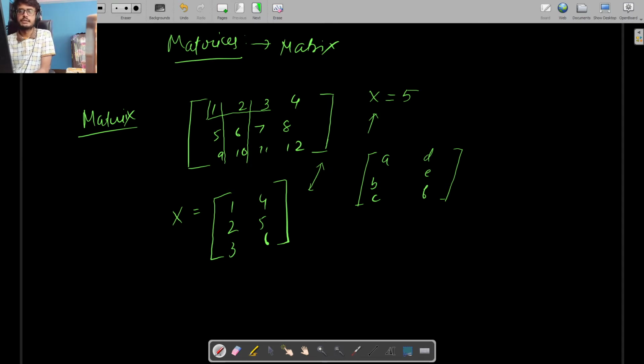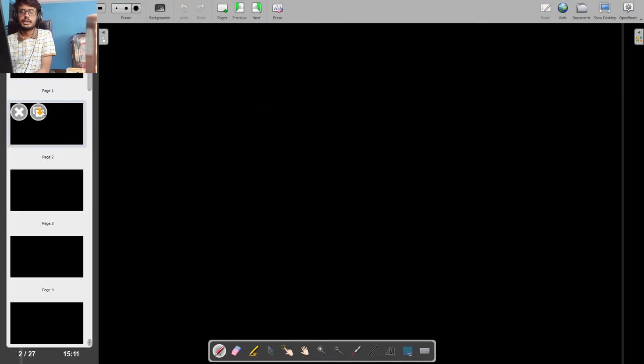So I'll just repeat the form again. A matrix is where we are trying to represent data in the form of rows and columns. We represent a matrix with square brackets, and inside that we store values in rows and columns. So I store values as 1 2 3 and 4 5 6.